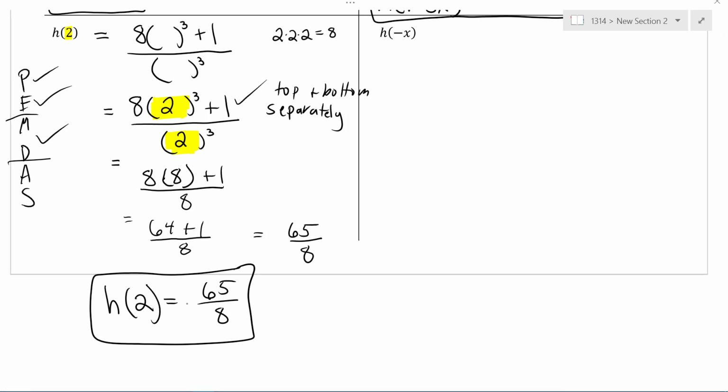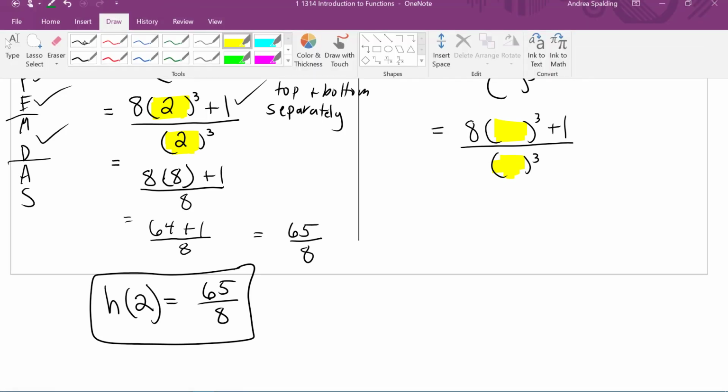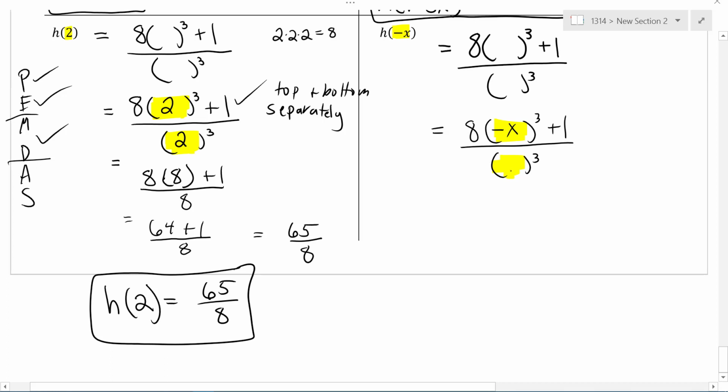All right, now we have h of negative x. The first step for h of 2 is exactly the same as the first step for h of negative x. We would copy down that function, replacing the variable with parentheses. So I'm just going to copy down basically the same thing over here. Now, what am I putting inside of these parentheses this time? Well, I have to put in whatever's in the parentheses on the left. So that's negative x this time.